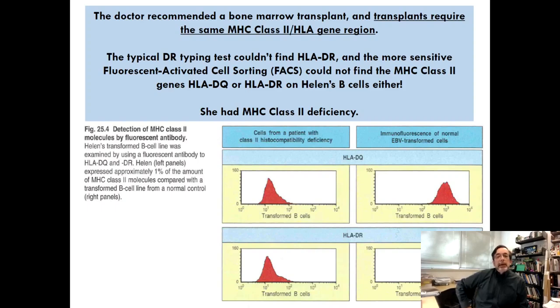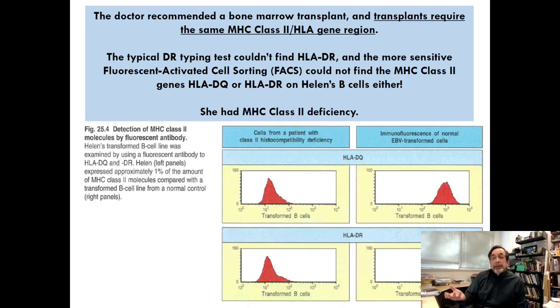Okay, so you have the results down here for HLA-DQ and HLA-DR. Normal cells are on the right. And so you'll see a lot of transformed B cells. Down at the bottom, it's a log scale, but you can see you have about 1,000 transformed B cells that are expressing good amounts of HLA-DQ.